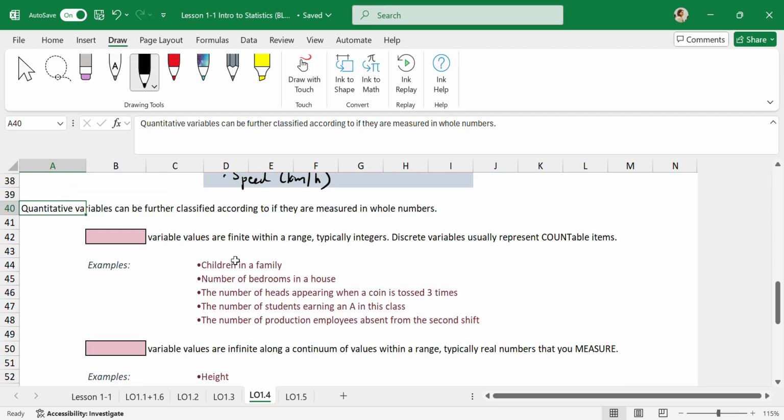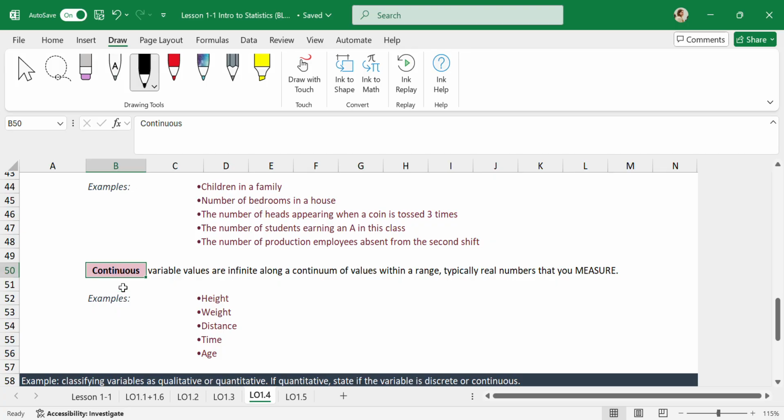If you have quantitative variables, we can further break down quantitative variables into two other categories. If your number is finite and is a whole number you can count, then it's called discrete. So if you're counting the number of people in a class or children in a family or bedrooms in a house, those can only have whole numbers and they're things we count, so they're called discrete.